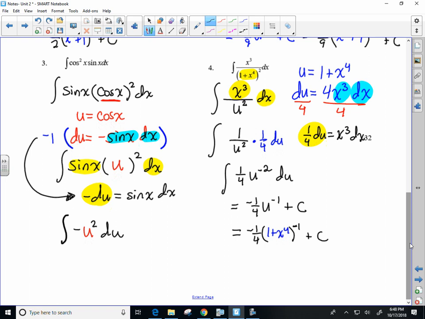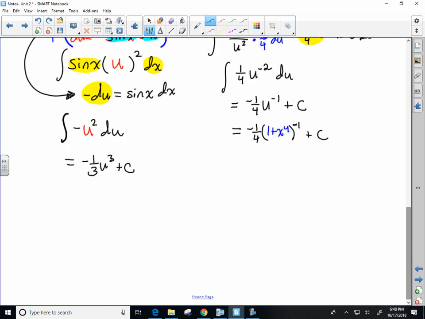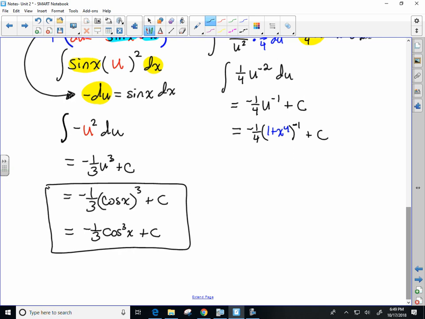Anyway, now I can anti-differentiate this, and we'll get negative 1/3 u cubed plus c. And we know u is cosine of x, so cosine of x cubed plus c. Now that's the same as negative 1/3 cosine cubed of x plus c. So either notation is fine by me. Just be prepared to have the question given to you in either notation too. Right? So I'll accept it either way, but that means you gotta accept it either way.